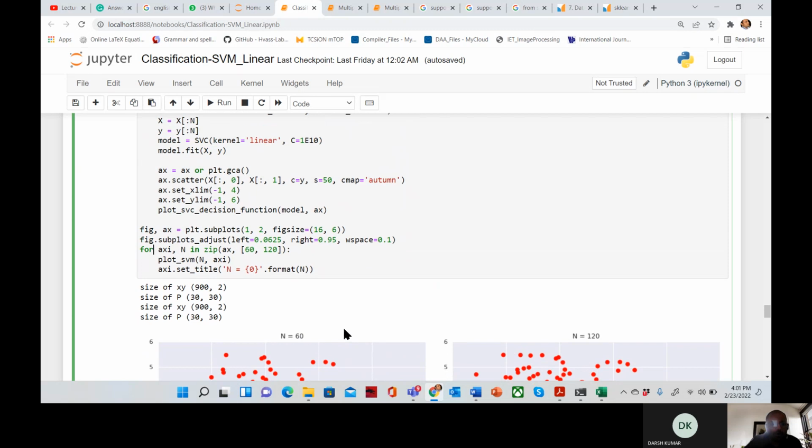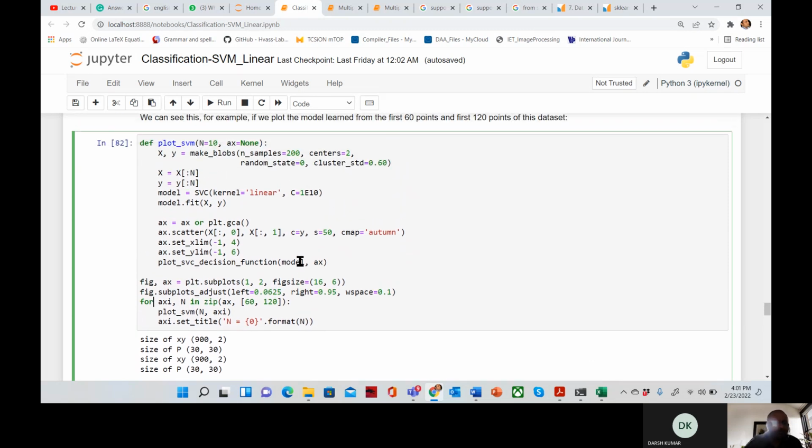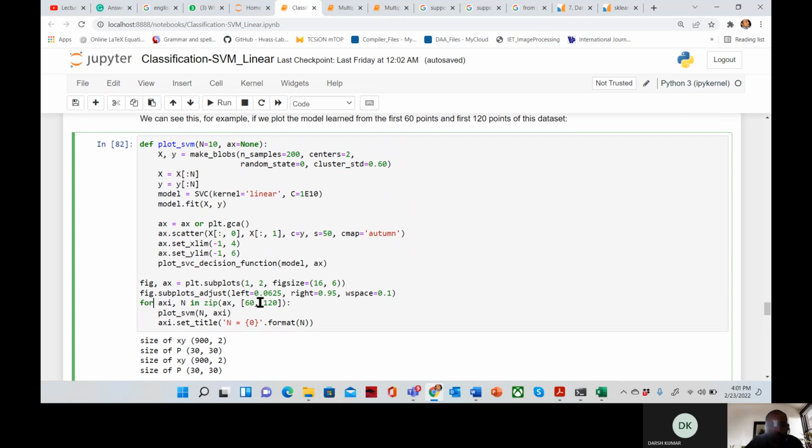We are plotting two graphs for different samples, okay. So see, up to here all these things are the same as the previous. Up to here I think there will be no question. Yes sir, no question. Okay.